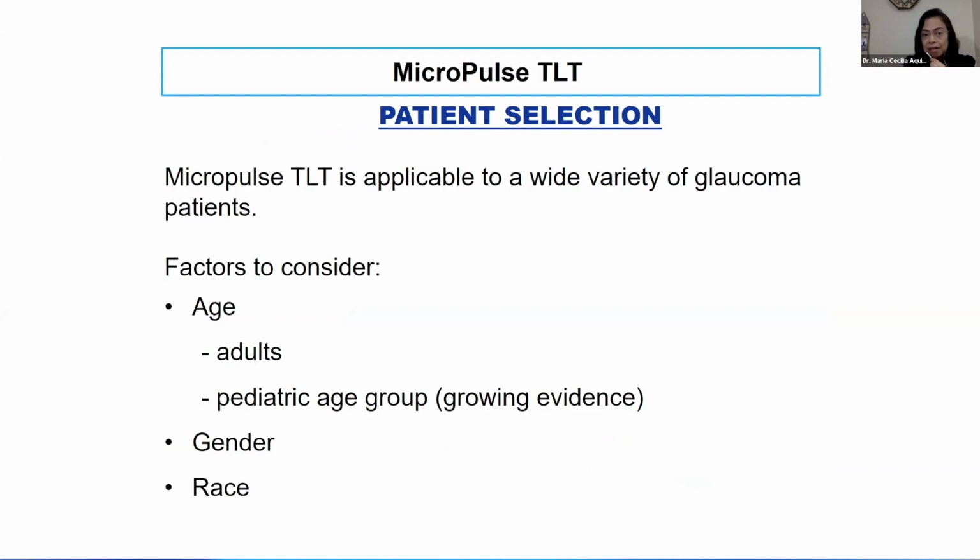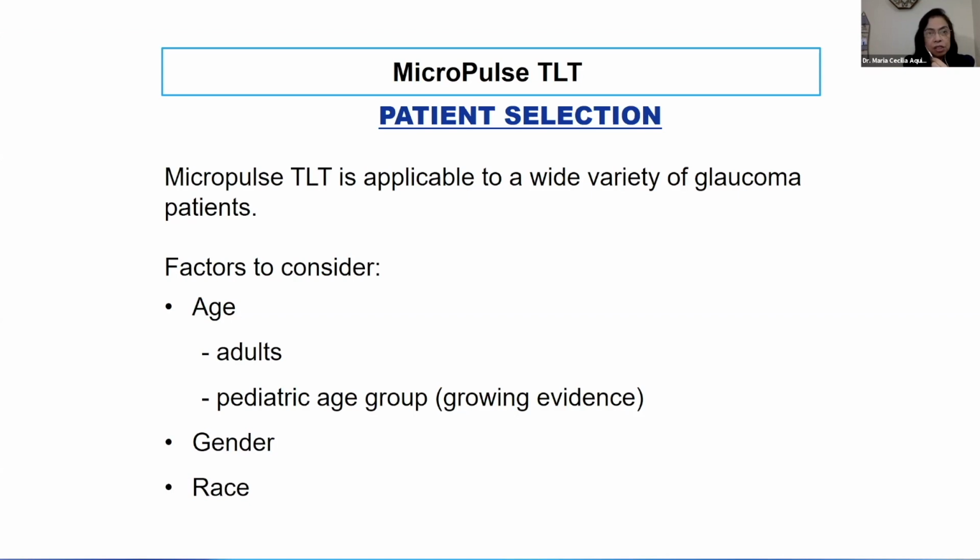They are good candidates, but of course, because of the robust evidence in the literature, you have a lot of supporting evidence regarding its efficacy in adults. Regarding the pediatric age group, there are also surgeons who have tried using it. It may also be of benefit, but there is still not enough evidence to embark on the pediatric age group.